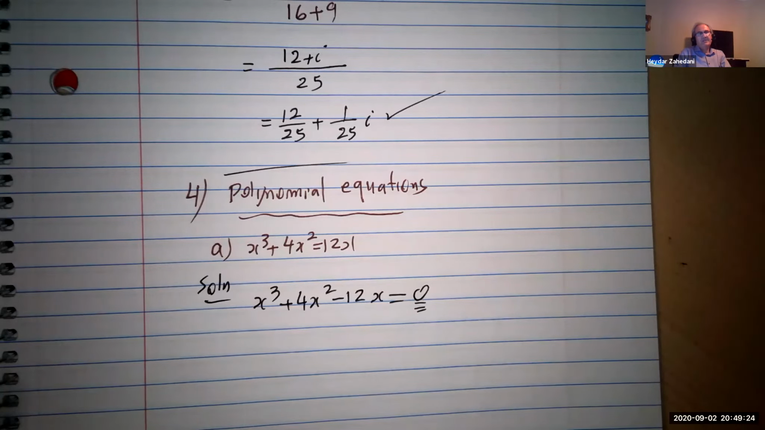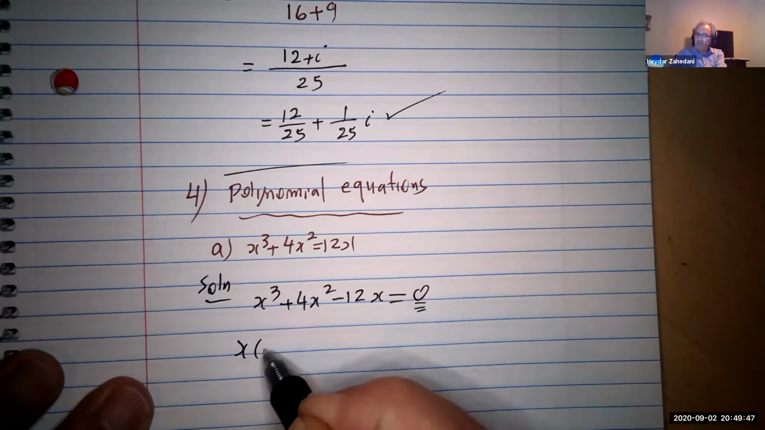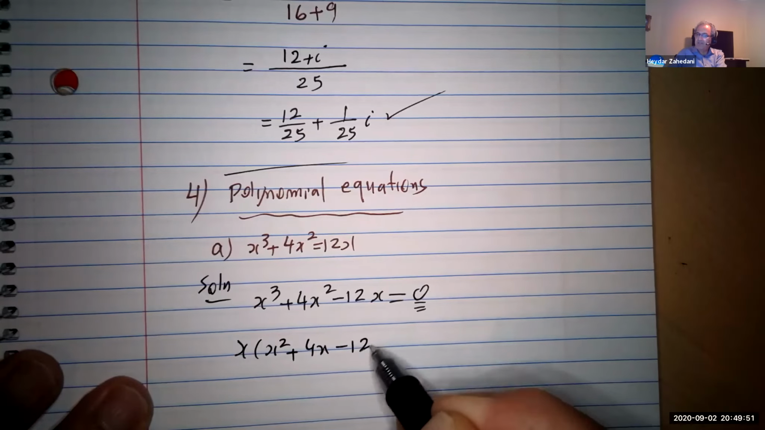Okay, now we check factoring. In this case, there is a common factor. The common factor is x, so pull out the x. Okay, always look for the common factor first. If you cannot find it, you may go for the grouping method. So we pull out the x here. Okay, x out. So that gives us x squared plus 4x minus 12.